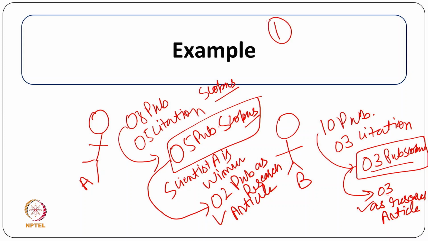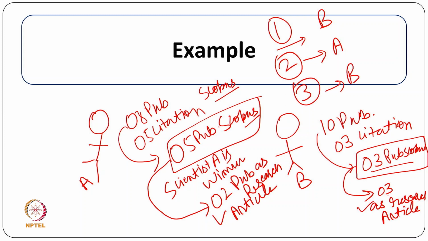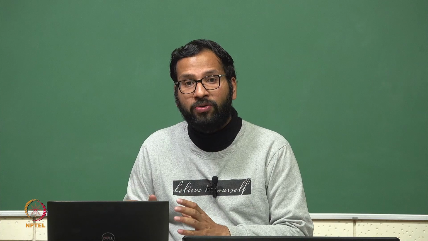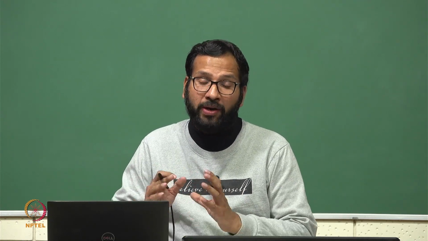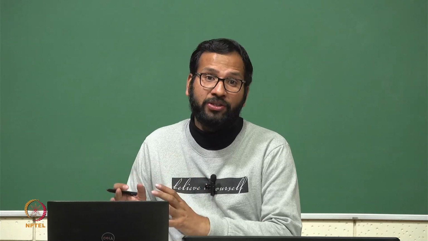So, in the first example, who was the winner? B was the winner. In the second example, who was the winner? A was the winner. In the third example, who is the winner? Again, B. So, this is why I am saying that it is very important what kind of data source you are taking, and what kind of documents you are considering for the analysis of the research productivity of a particular author or particular country or particular institution, okay.